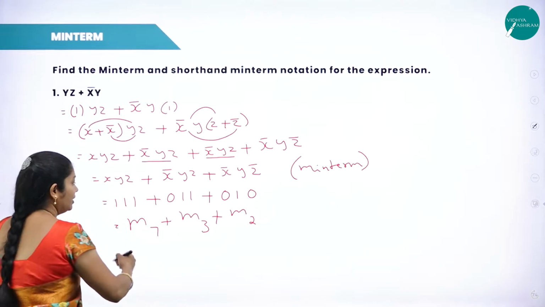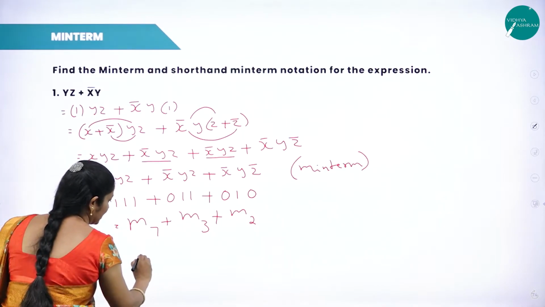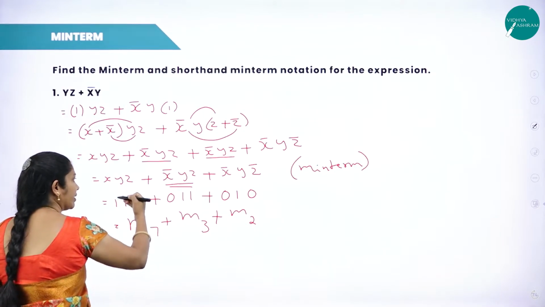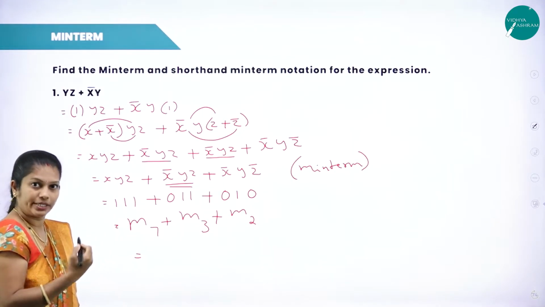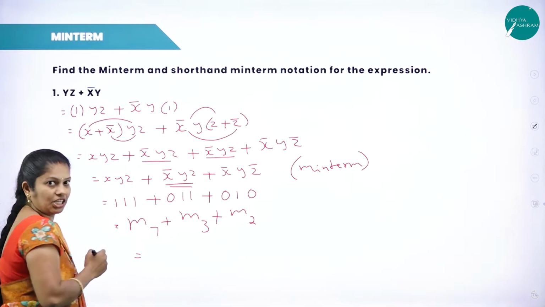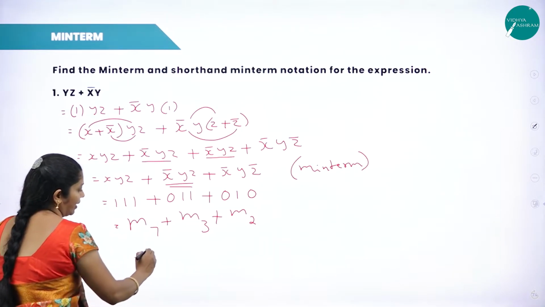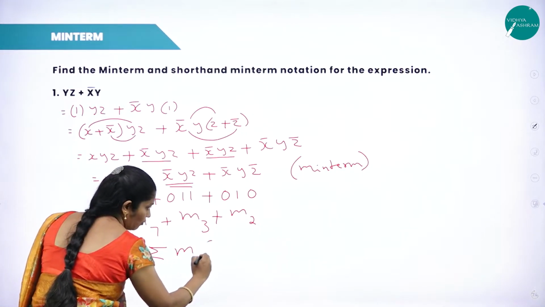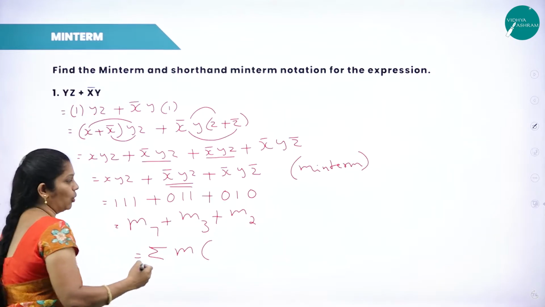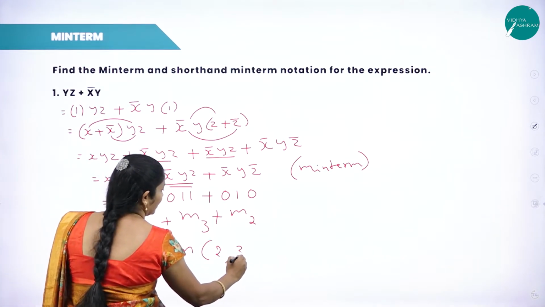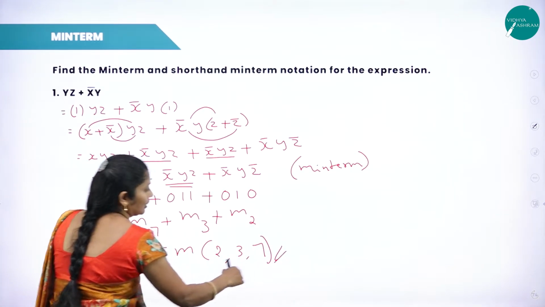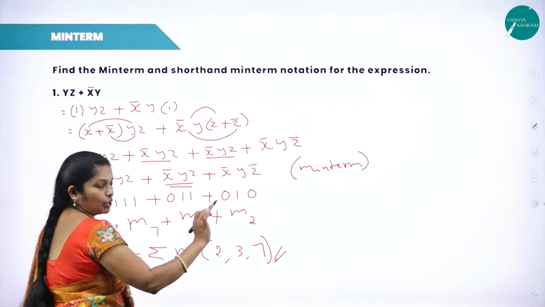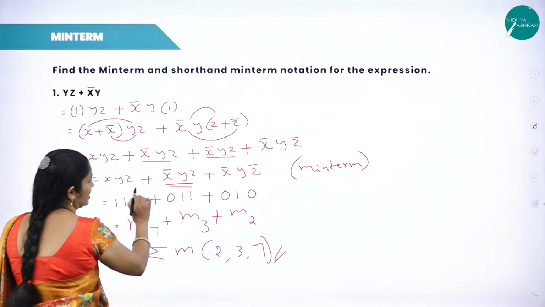Now is it clear? Then to find the shorthand notation, this is the min term. To find the shorthand notation, just replace all the variables by zeros and ones. Then find the designation. Then whatever result you get, write down sigma small m of, with all the values in ascending order. That is 2, then 3 and then 7. This is the result of this expression. In the question, if they give only min term, then if you write this, it is enough.